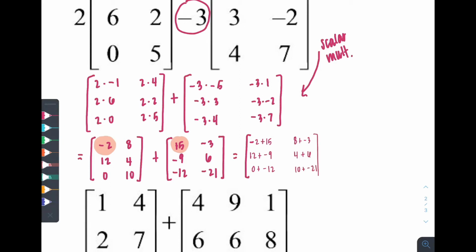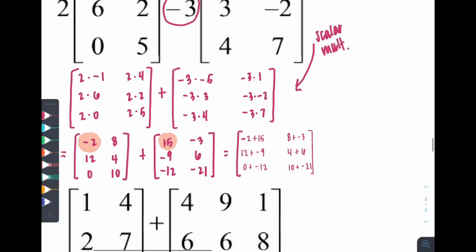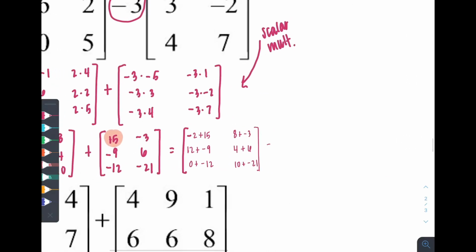Don't be afraid to leave yourself room so you don't accidentally combine things that aren't supposed to go together. And then we simplify, so we get 13, 3, negative 12, 5, 10, and negative 11. If you want to combine steps, you can, but don't feel like you have to. So this was matrix addition.